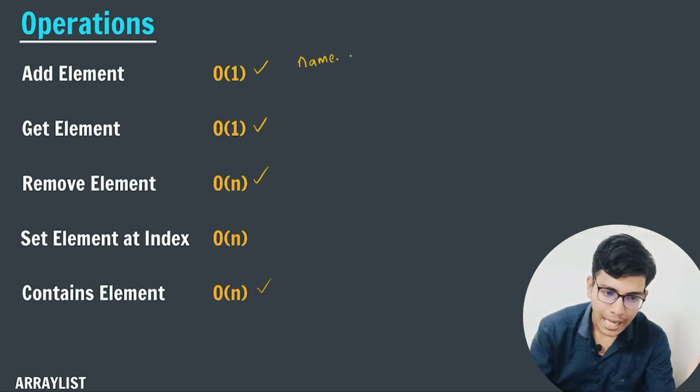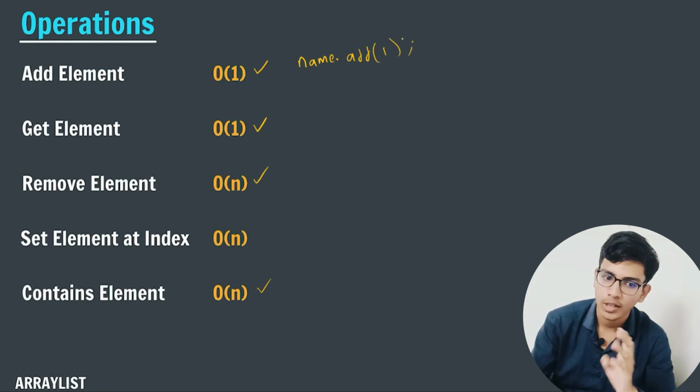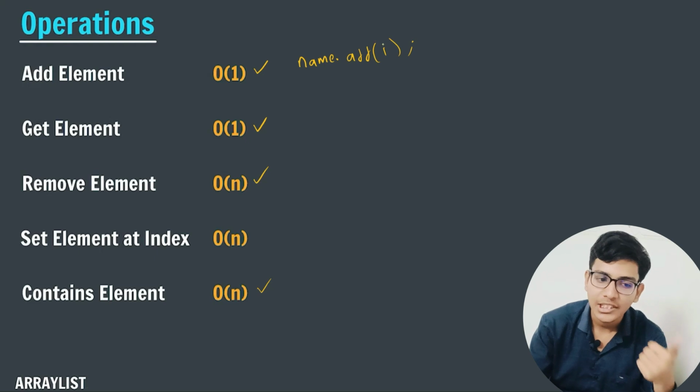To add an element in our ArrayList, we will write ArrayList name dot add. And if I want to add 1, then I will write 1. That's all. So this is how I can add elements in my ArrayList, and the time complexity for adding is big O of 1, that is constant time.